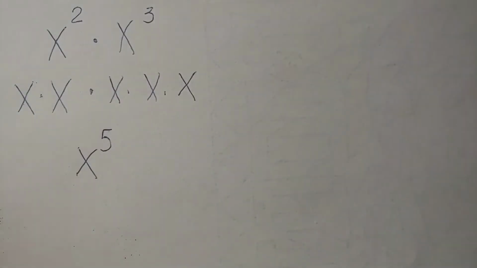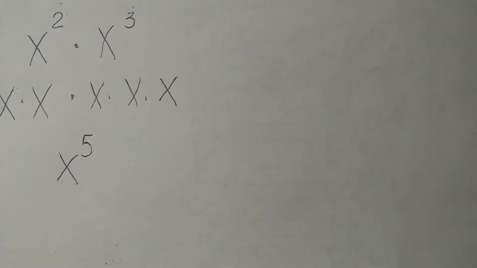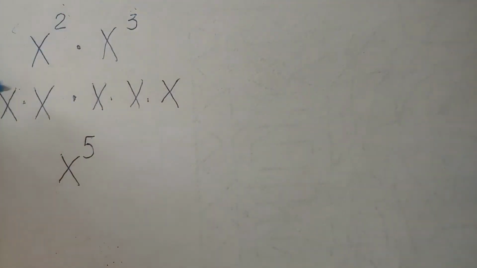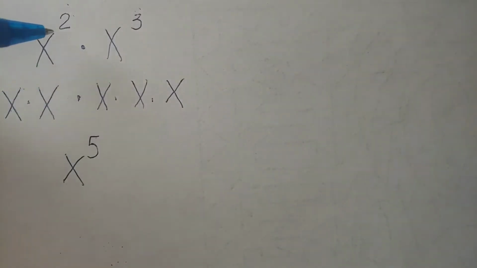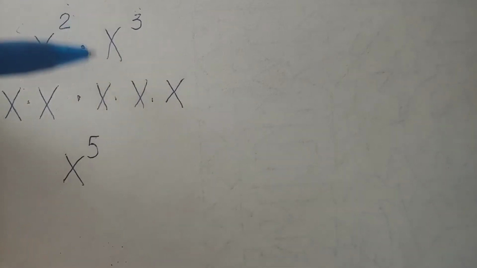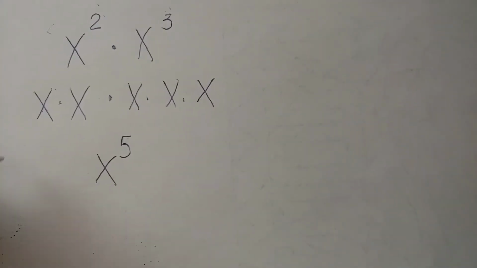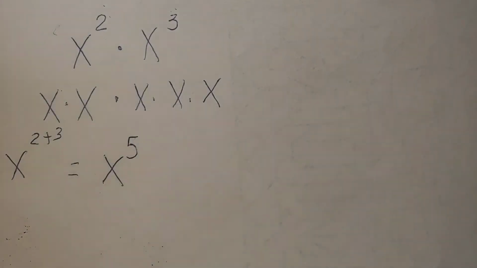But the shortcut and the rule is that all you have to do is look at the exponents and add them together. So we don't have to draw this out. We can figure it out by saying, x to the second power times x to the third power, I'm going to think of it as x to the 2 plus 3, which equals x to the fifth. Okay?